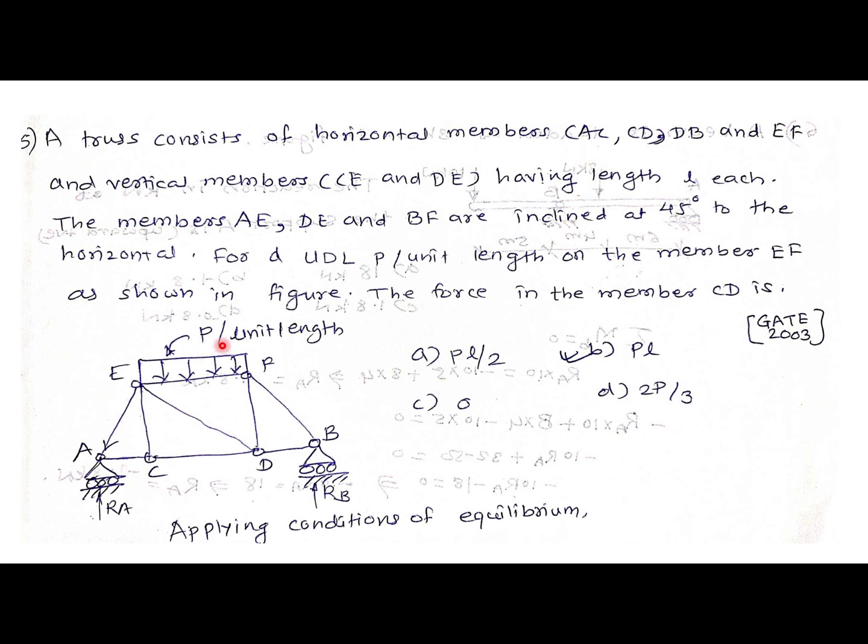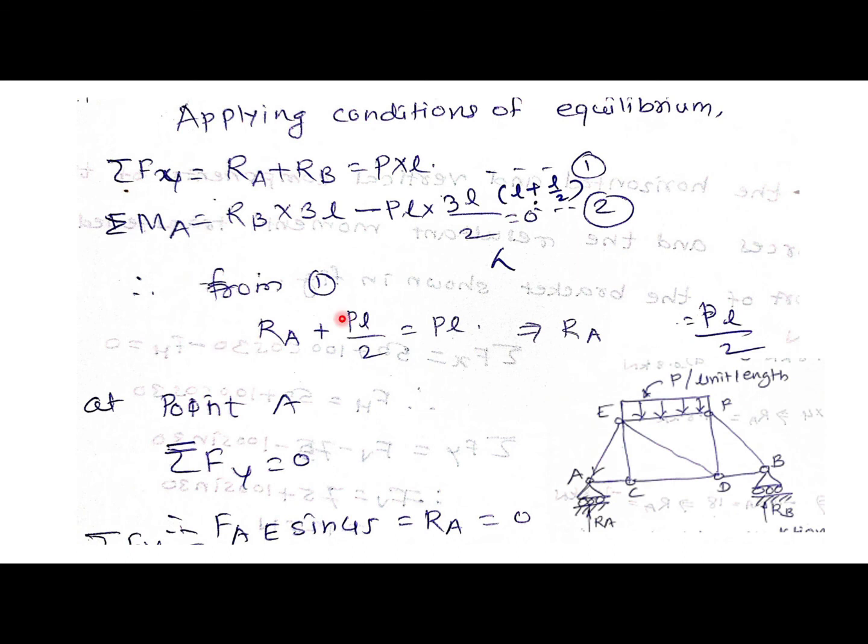Applying the conditions of equilibrium here, applying the first condition, sigma Fy is 0, we get RA plus RB in terms of PL. We have seen that P is the UDL, and the load is PL for the UDL we have considered. When we convert it into a point load, it is P, and the distance is L. So that is how, for sigma Fy, we get the value of the vertical force as P into L.